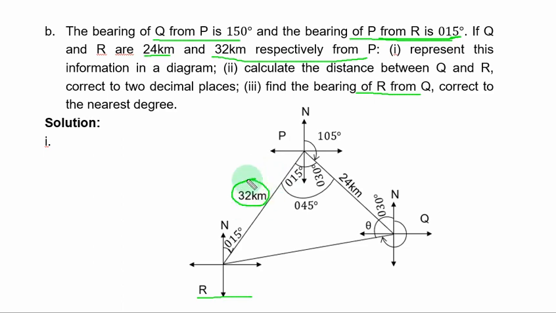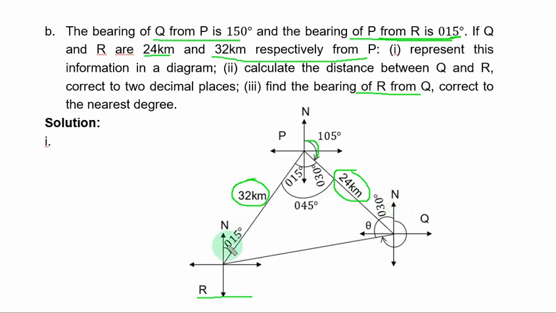Now the bearing of Q from P is 150 degrees. So from P you get Q. 150 is in the second quadrant. So you draw it this way to this point and you extend it to Q. Now you must be mindful of the distance. R to P is longer than P to Q. So you must draw it to scale to show that you know what you are doing.